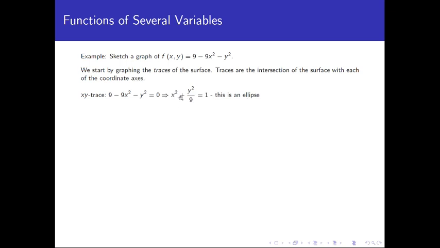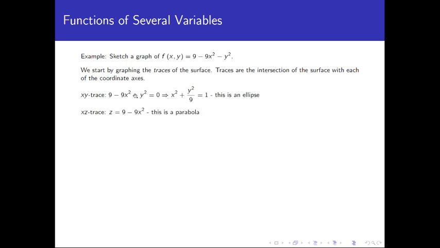Remember, the denominator tells you, for each of them, how far front and back you would go in the x direction, left or right you would go in the y direction. So this would go out and back 1 in the x direction, and then out and back 3 in the y direction, and it's centered at 0, 0 because we're not subtracting anything off the x or the y.